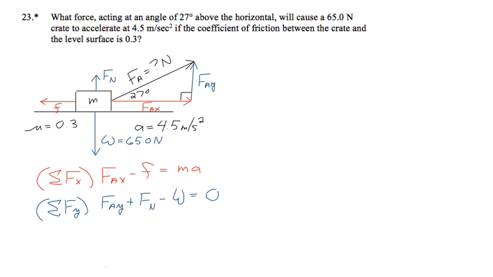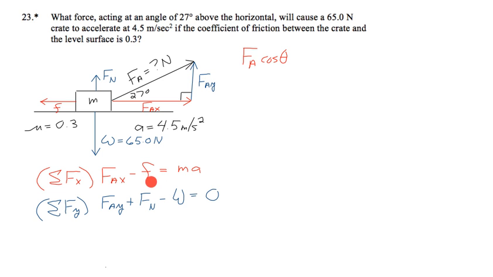So what I'm going to do is replace F_AX with F_A times the cosine of the angle. Notice I'm not even putting in the 27 yet. I'm dealing exclusively with variables. So I'm replacing this with the hypotenuse times the cosine of the angle. This is F_AX, so I'm taking that and replacing it with that.